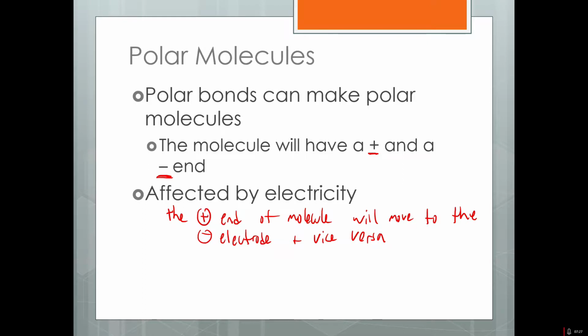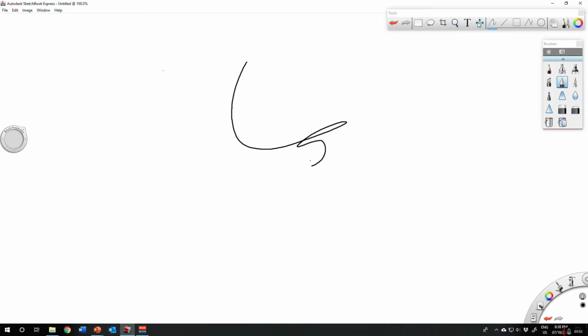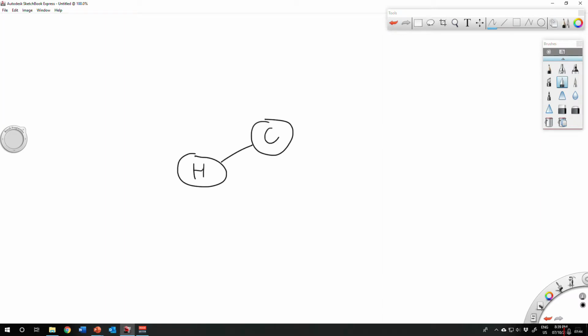Okay. Now, how does a molecule become polar with the presence of polar bonds? Well, let's take a look. The best example of a polar molecule is water. So I'm going to draw water. There's oxygen. Okay, there's that. So here's water.